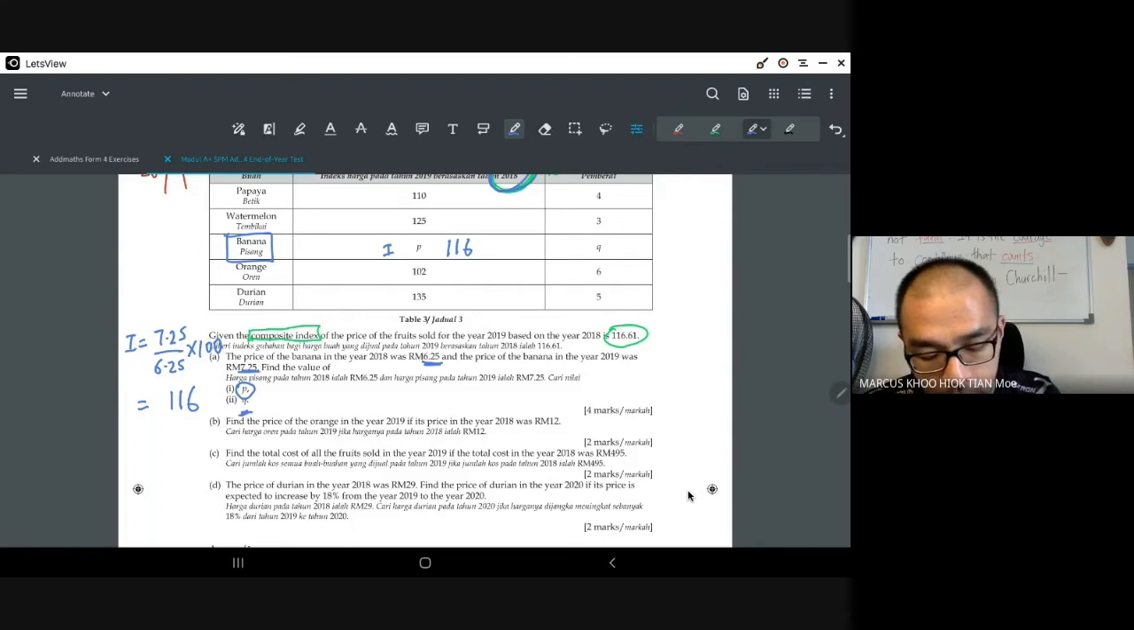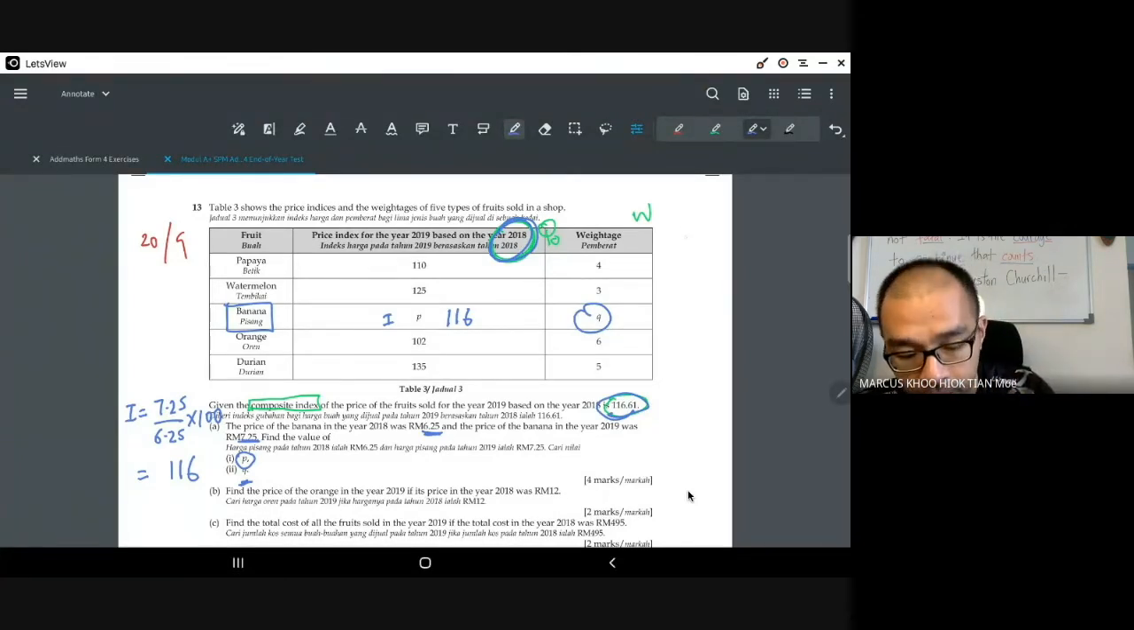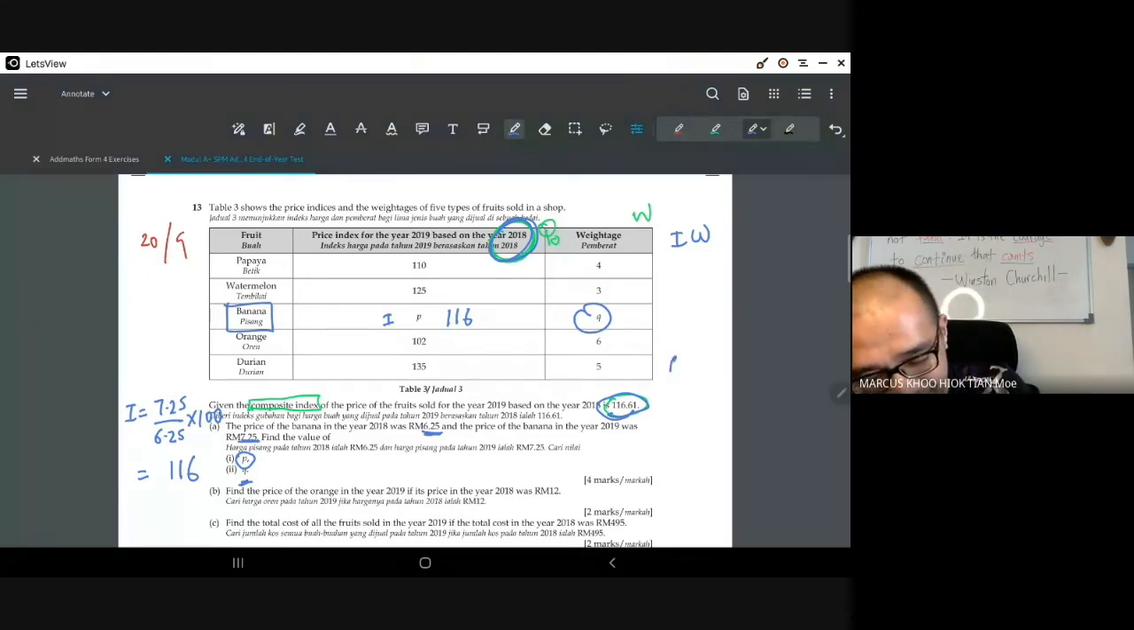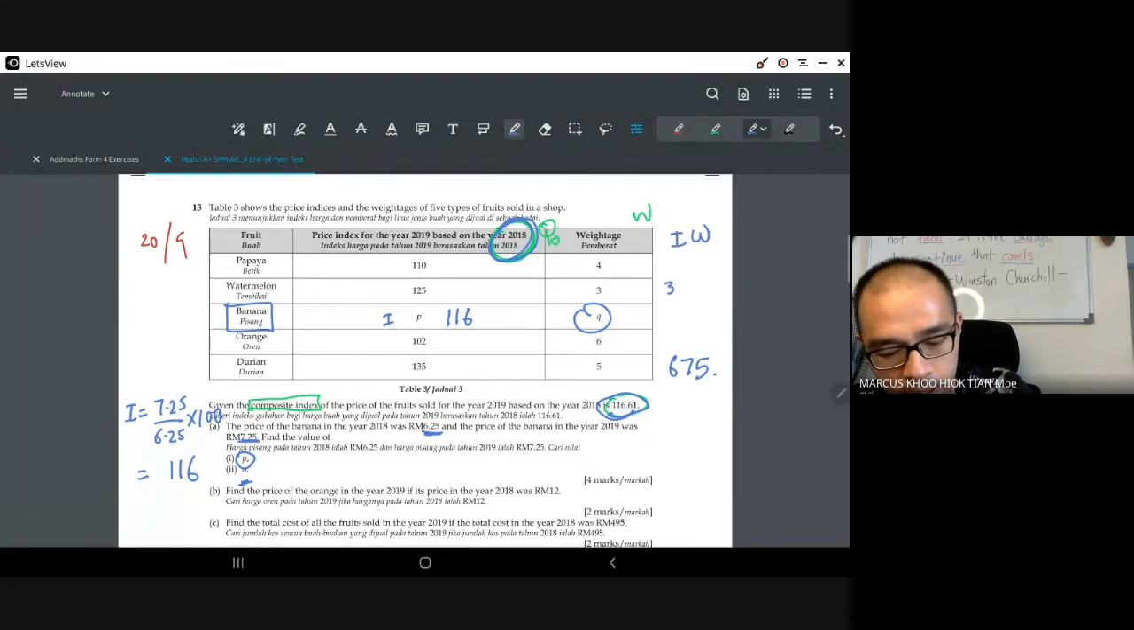Now, how do we find the value of Q? We take a look at the composite index again. They already give the composite index, so we can find the value of I times W. Everyone, find the value of I times W. Michi, 675. The rest, come on, hurry up. Watermelon 375. Papaya 440. Banana 116Q. Very good.